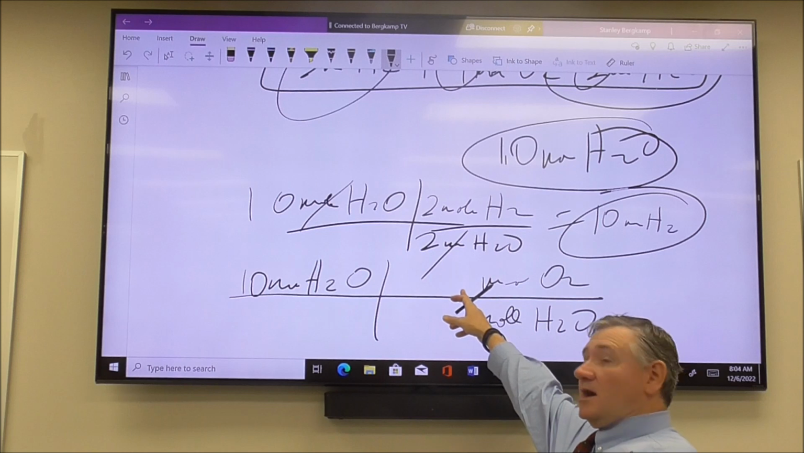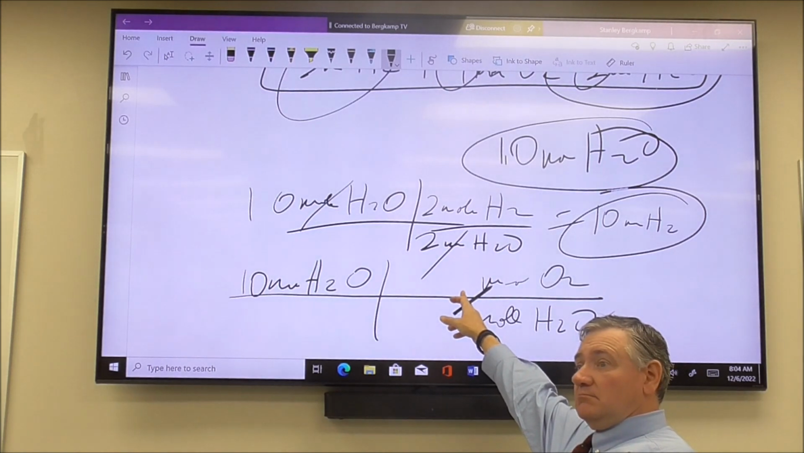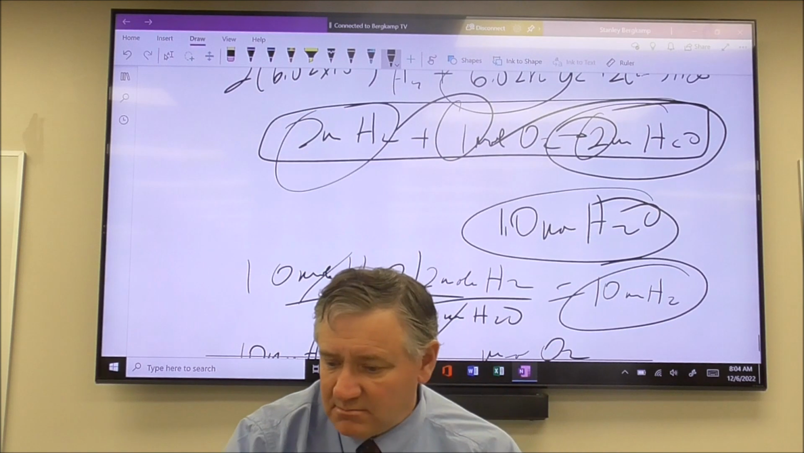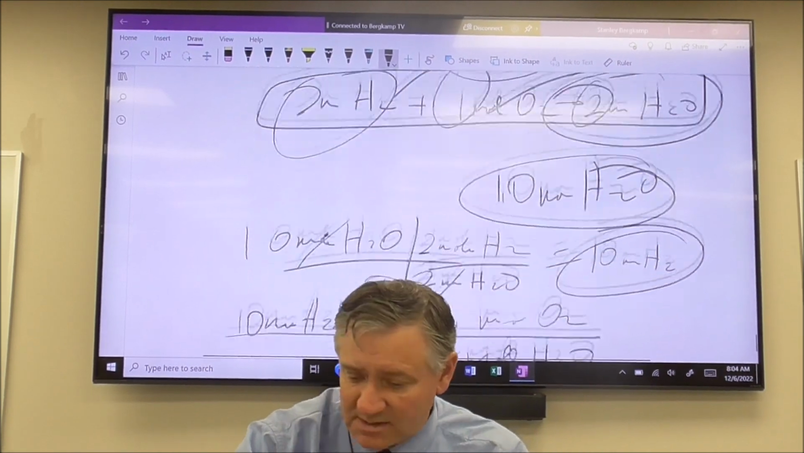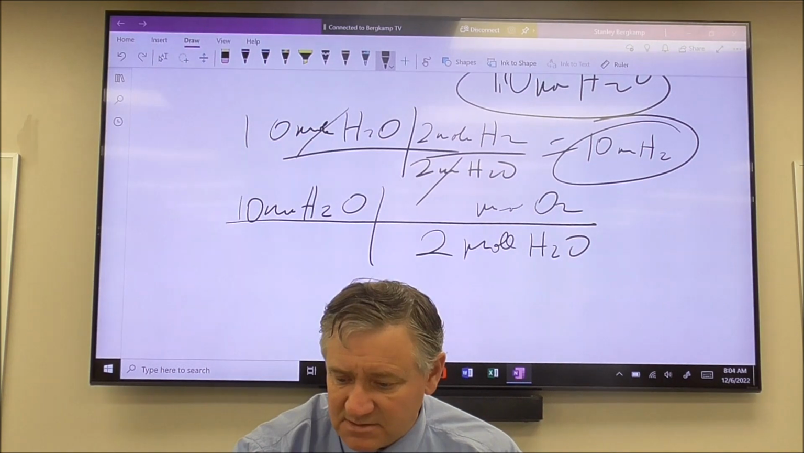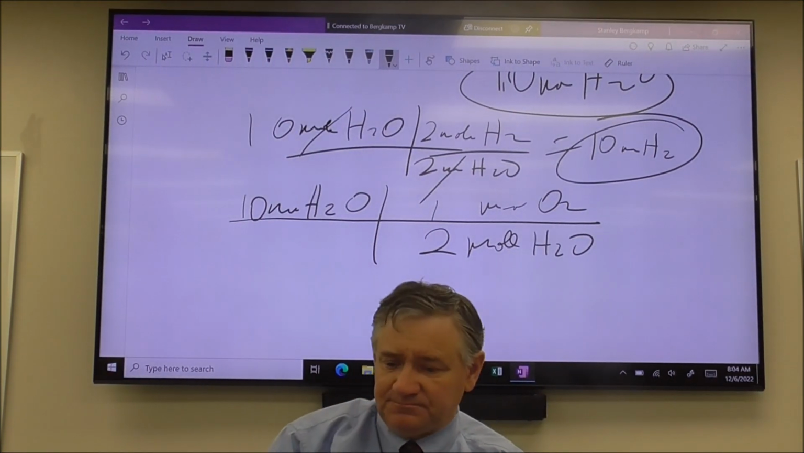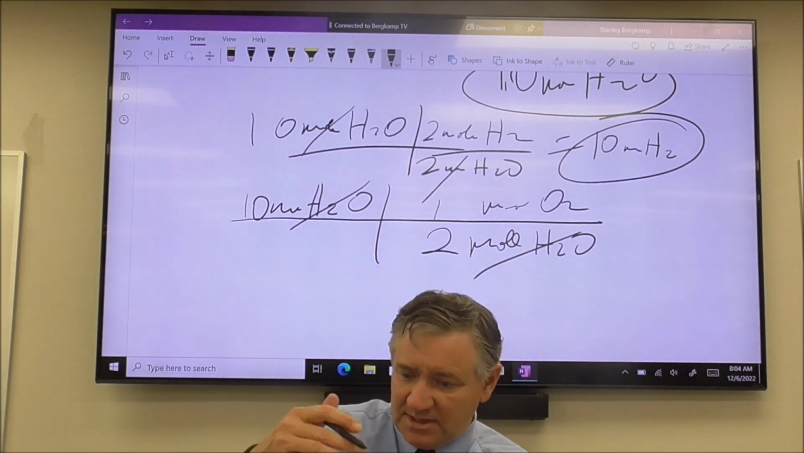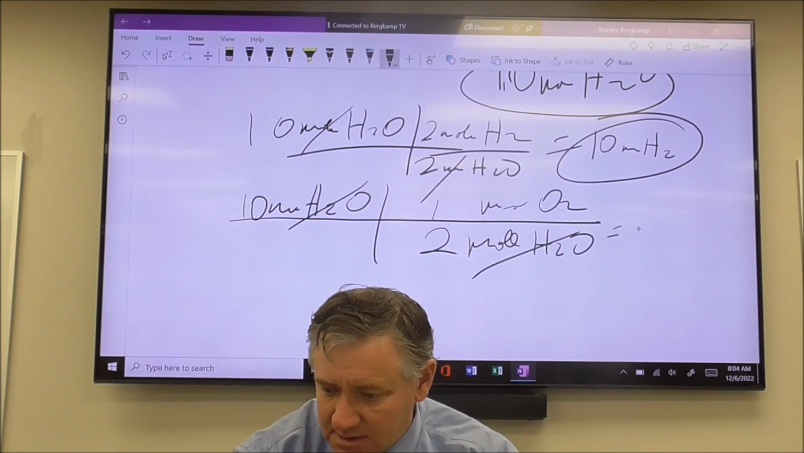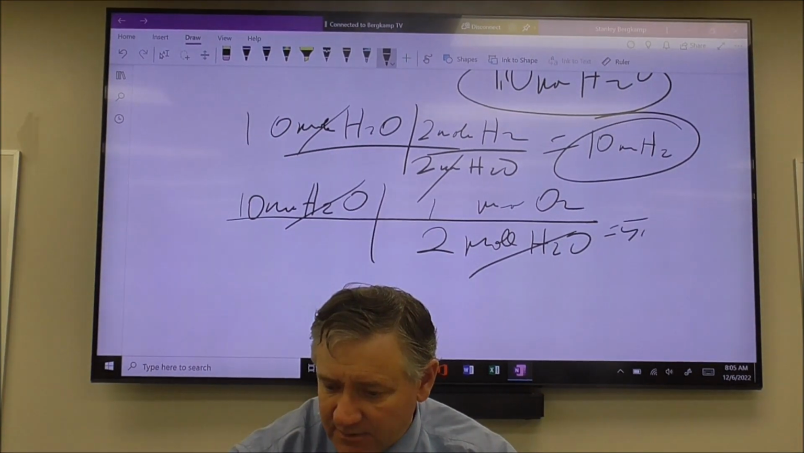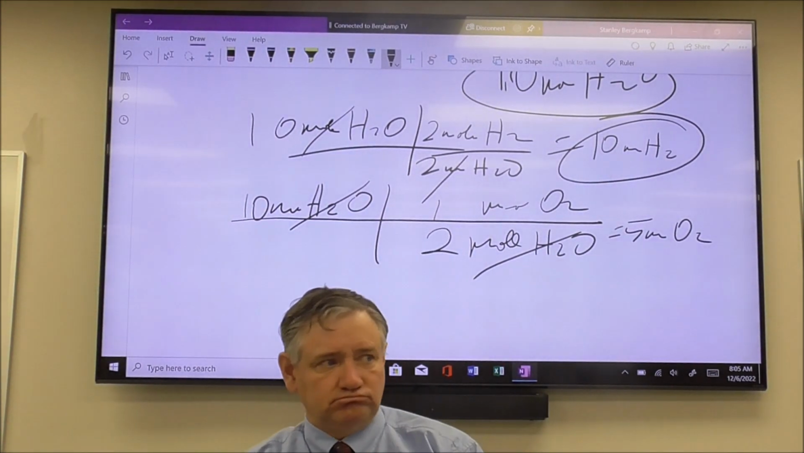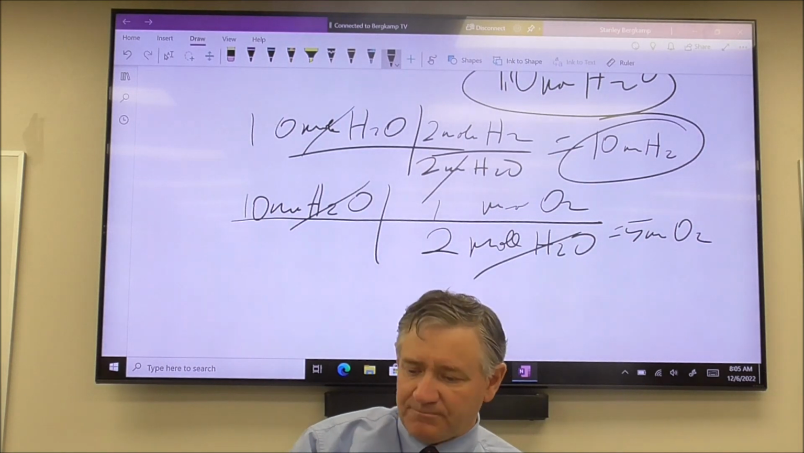What's in front of the oxygen? 1, right? Okay, so if you scroll up a little bit, there's the 1 in front of the oxygen. So that means there's a 2-to-1 ratio. So my moles of water are going to cancel out. I'm going to take 10 and divide that by 2. I'm going to get 5 moles of oxygen. Okay? Got that? Pretty simple.